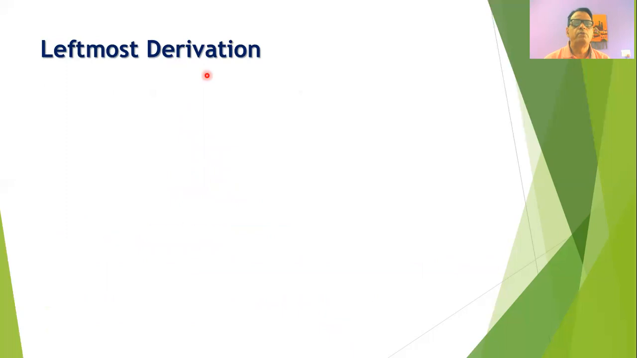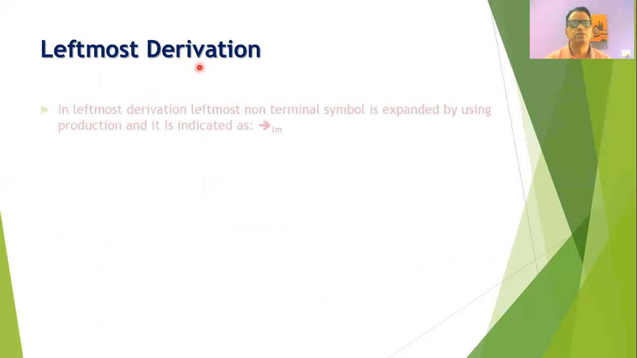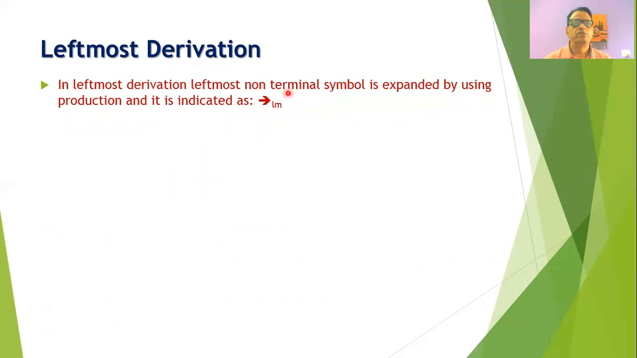There are two types of derivations. The first is called the leftmost derivation, and the other is called the rightmost derivation. In the leftmost derivation, we look at the leftmost non-terminal symbol in the production rule, and that leftmost non-terminal symbol is expanded by using the production. Whenever we write the leftmost derivation, it is indicated by an arrow along with the word lm. So lm stands for the leftmost derivation.